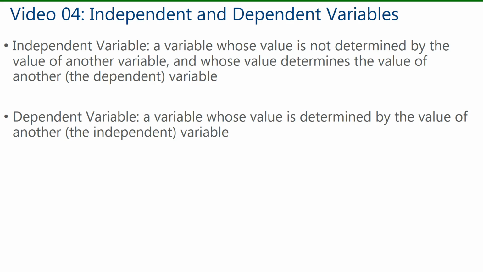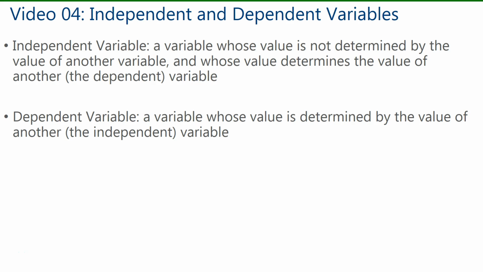An independent variable is a variable whose value is not determined by the value of another variable, and whose value determines the value of another, i.e. the dependent variable. Whereas the dependent variable is a variable whose value is determined by the value of another, i.e. the independent variable. So in other words, as the independent variable changes, the dependent variable is going to be changed too, because it depends on, as it's affected by, the independent variable.